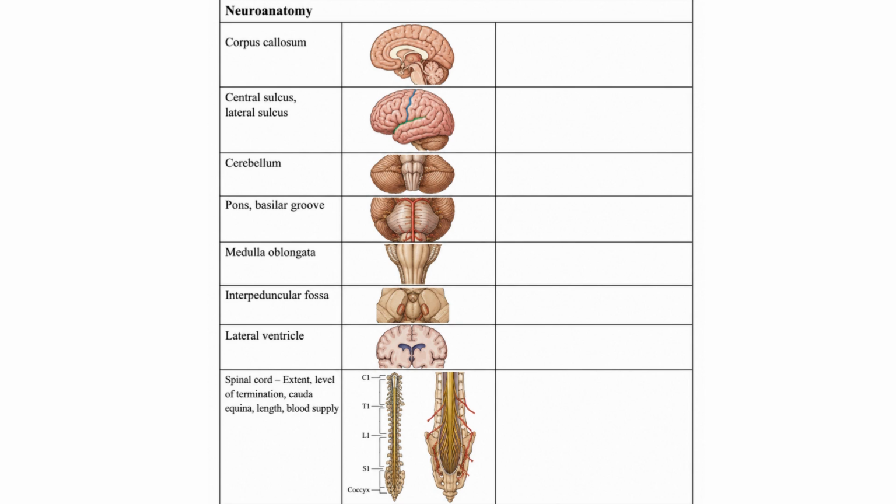Spinal cord, you have to know the extent, from C1 to L1 or L2 in adults, and it ends as the conus medullaris. Cauda equina, the nerve roots below L2, is called cauda equina, and it is 45 centimeters long. Blood is supplied via one anterior and two posterior spinal arteries from the vertebral artery and segmental radicular arteries. You have to know the largest radicular artery.